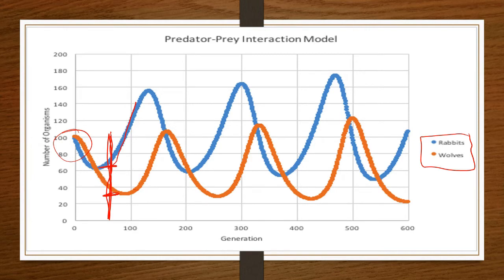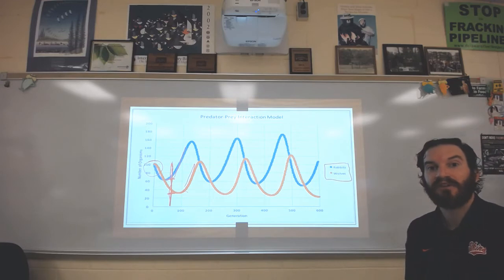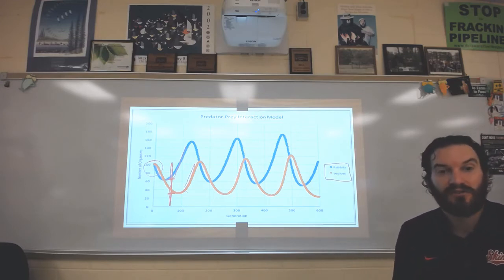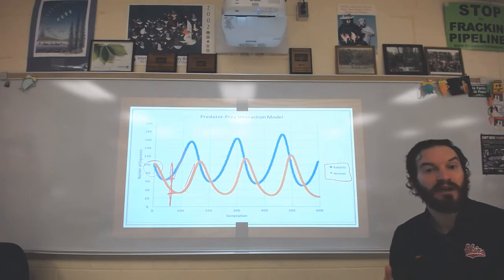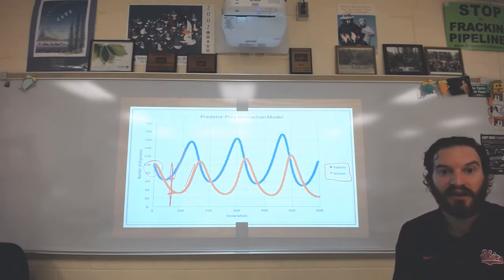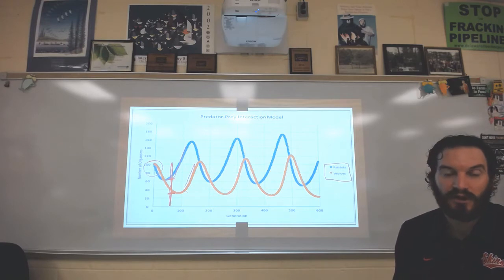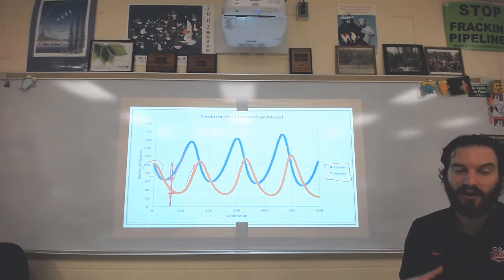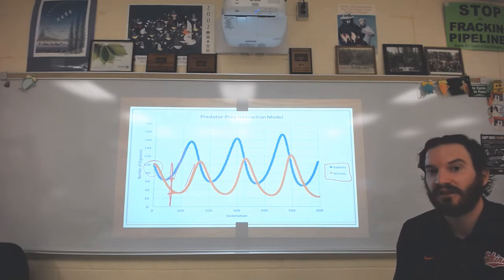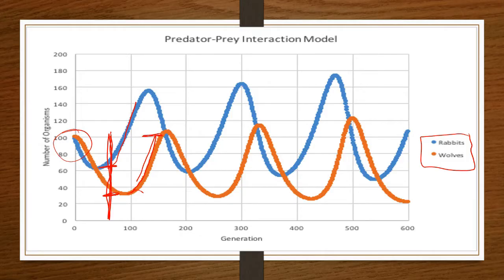Then what you are going to see is a little bit later in the time scale, the wolf population will start to shoot up. Why is the wolf population shooting up a little bit later? Well, because all those rabbits have reproduced, now there's a lot of rabbits. So now the wolves are able to eat more. And when they're able to eat more, they're able to survive better, and therefore they're able to reproduce more. So these things are going to happen, and that's going to cause this population to spike a little bit later.